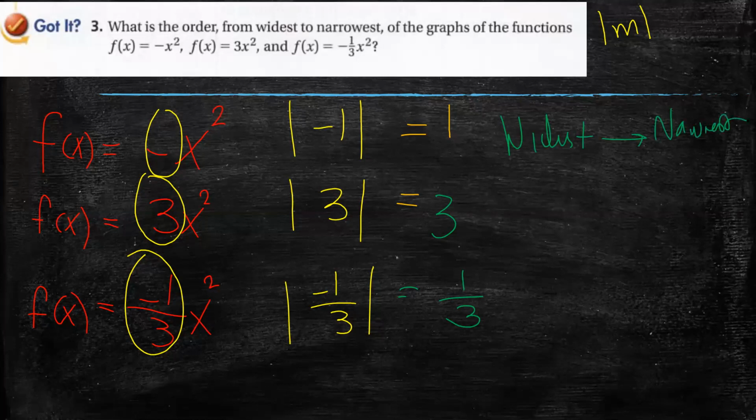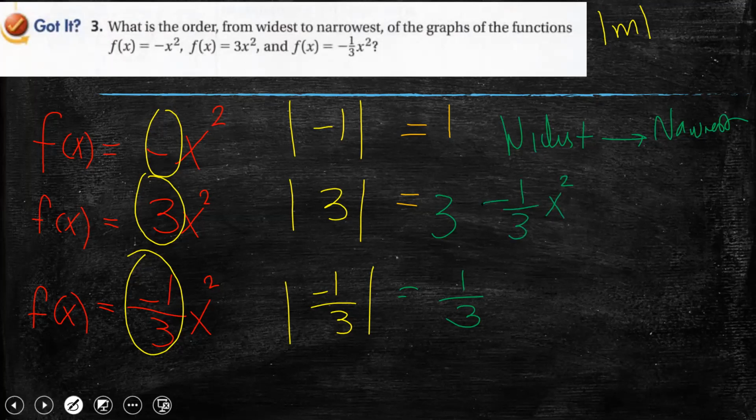The widest, what does it mean? The number that has the small coefficient. Which is the smallest coefficient? 1/3. So this is now the first function, negative 1/3 x squared. Then, what is the narrowest one? Look at the coefficients. So the 1/3 is the widest. Which is the narrowest one? The 3, bravo. The 3. And the negative x squared will be between them.